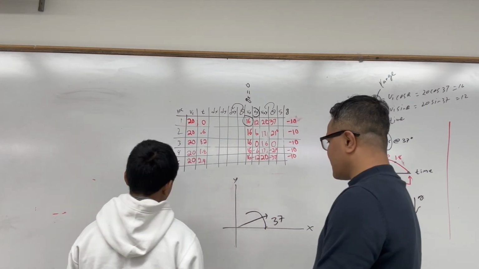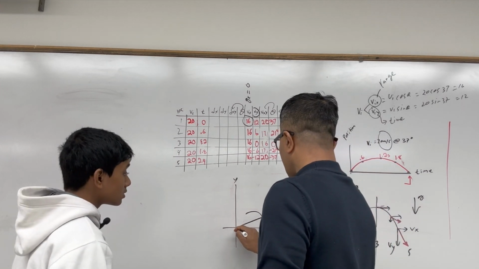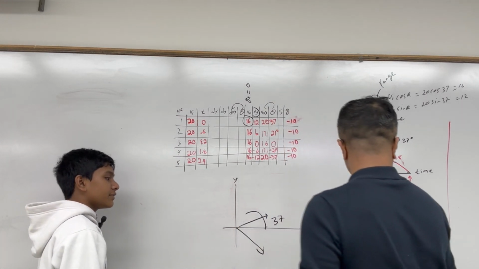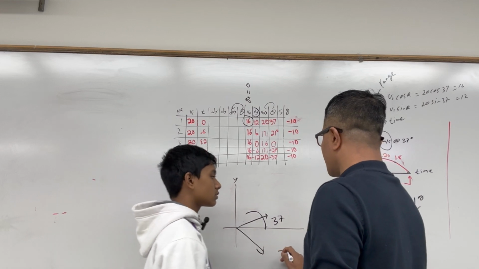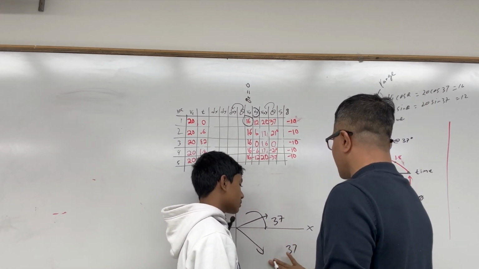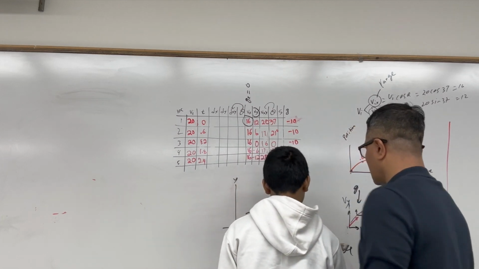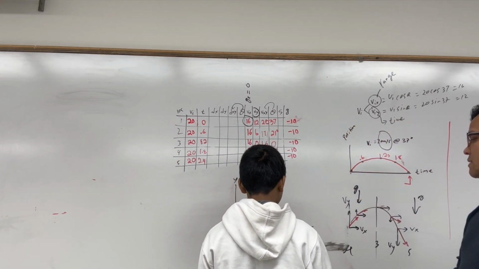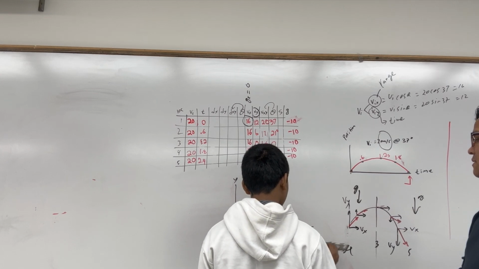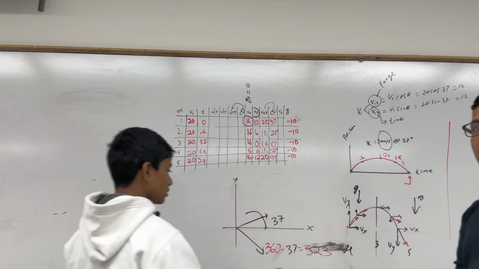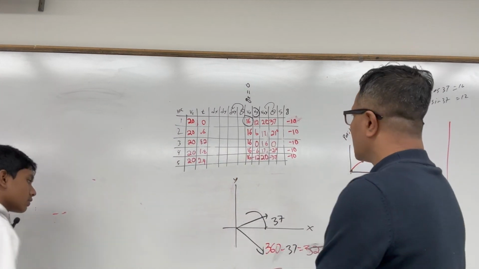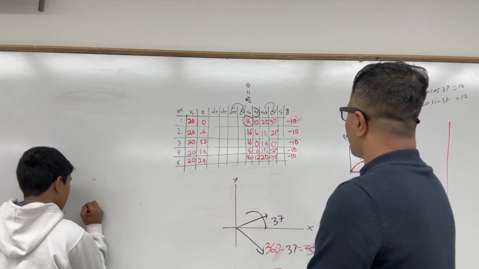And negative 37. Negative 37 would look like this. So either you have to use negative 37 or 37 clockwise, or you can use 360 minus 37 is equal to 323. That's right. They all are the same thing. All right. Now we finish with this.